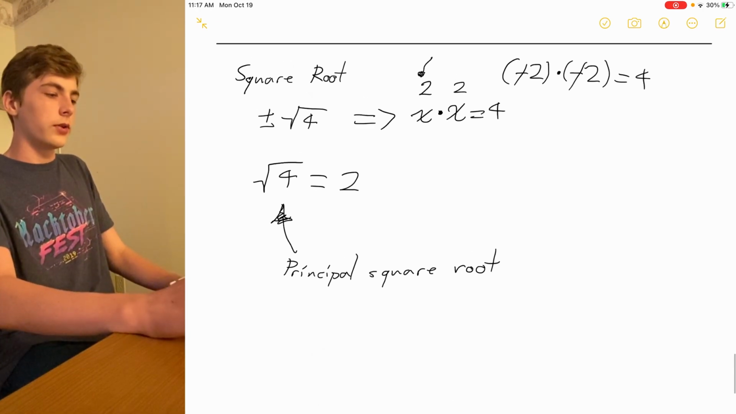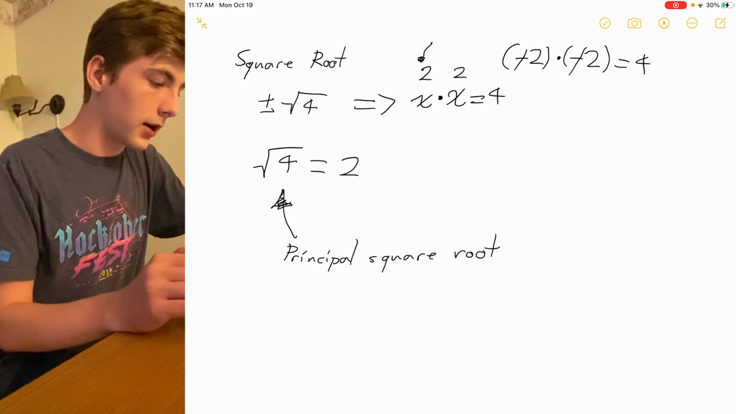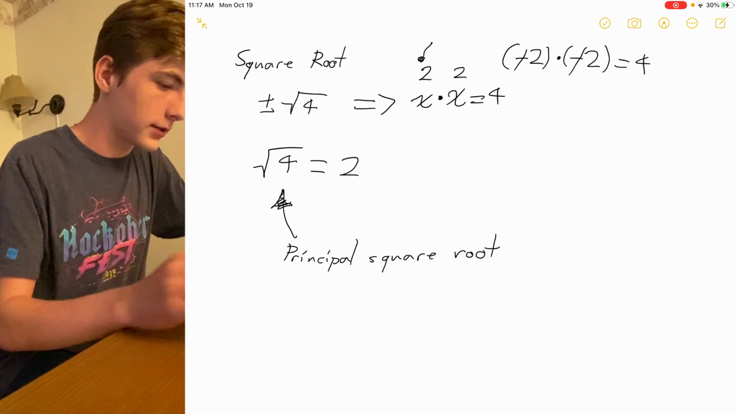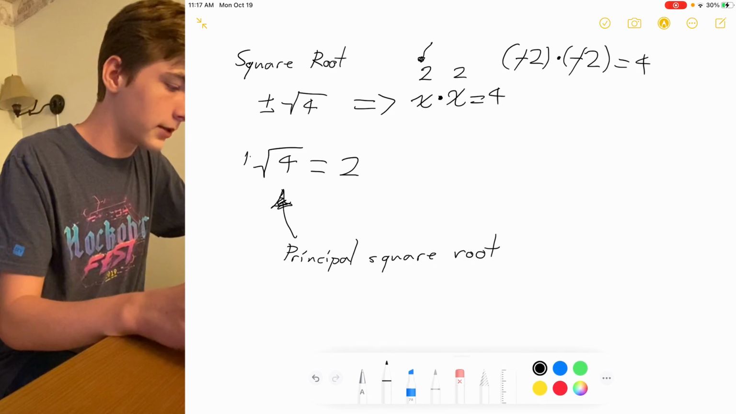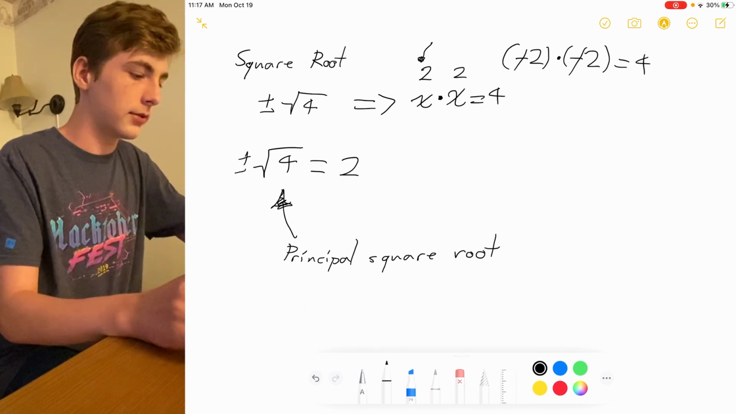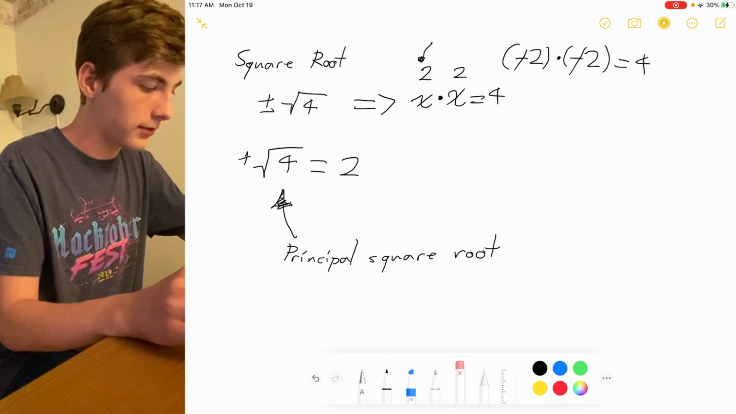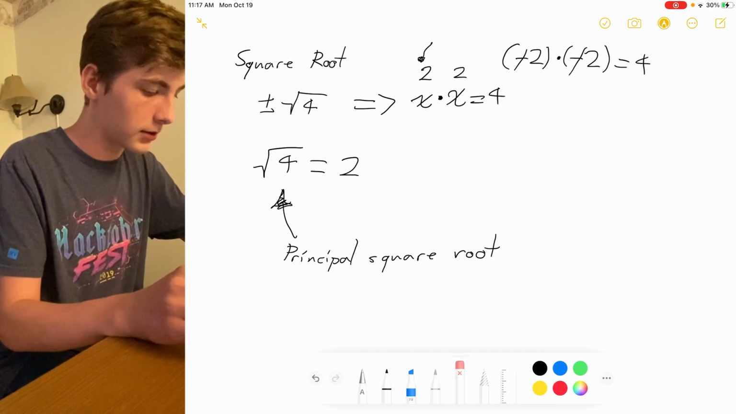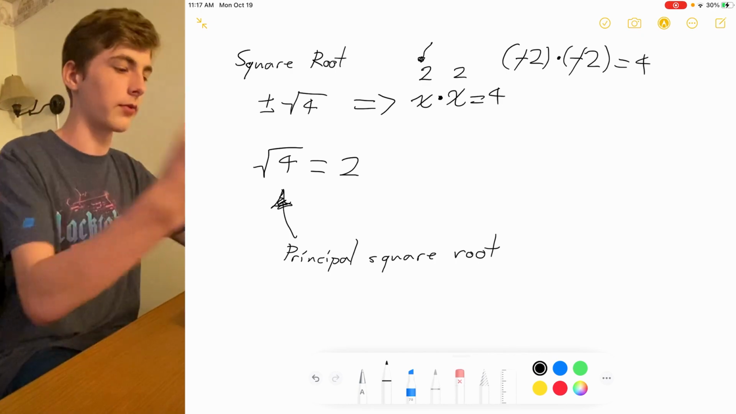So when you have a square root that doesn't have this plus or minus thing over here, that just means, okay, when it comes without that plus or minus, it's the principal square root rather than the regular square root.